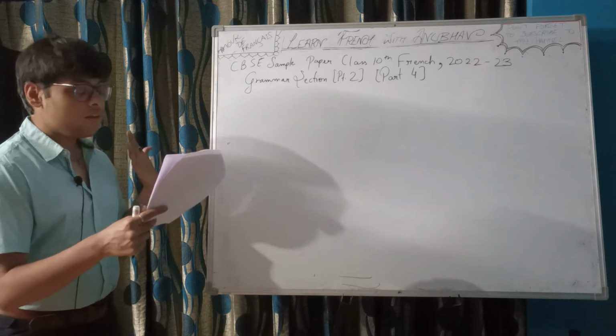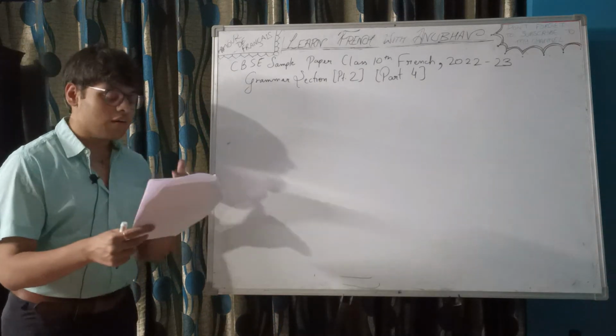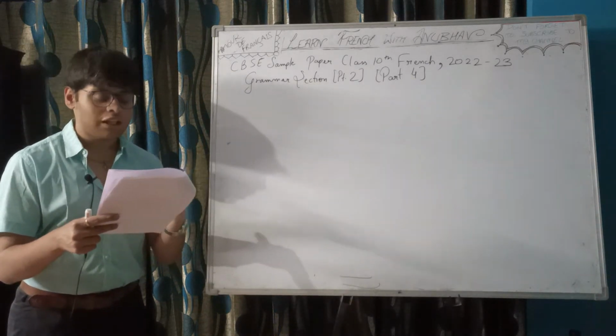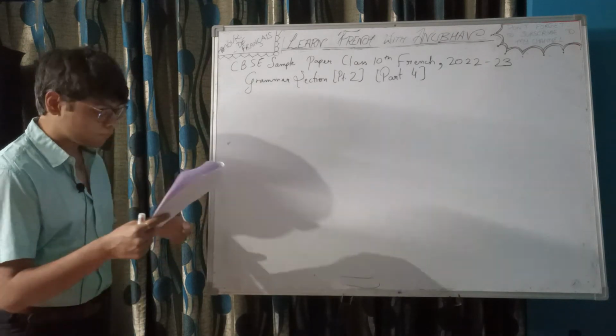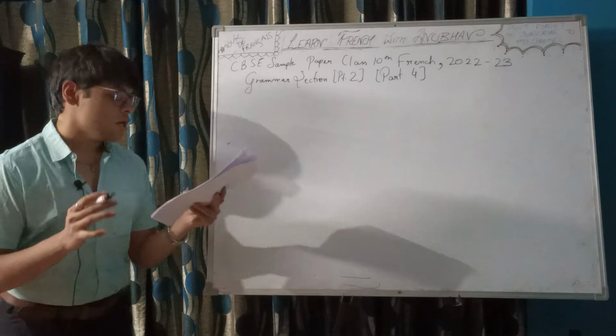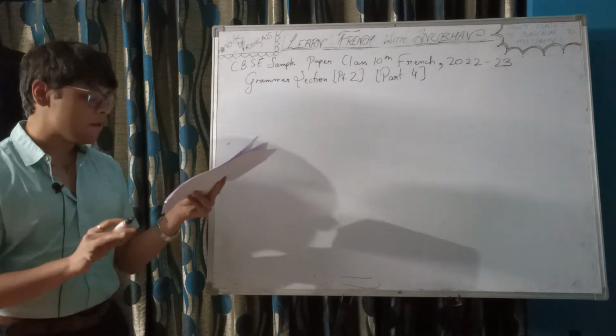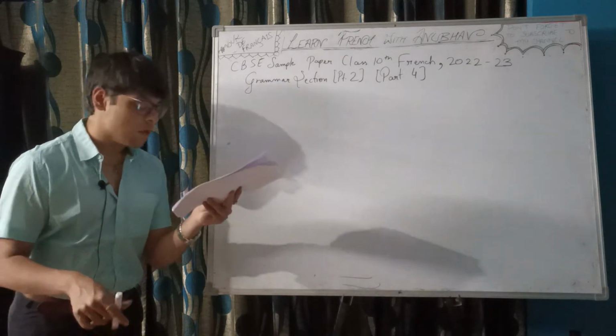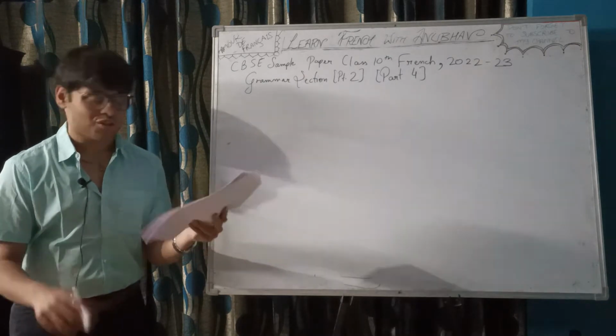In the first part of the grammar section, we covered till question number 6. We did both A and B. Now we are to discuss from question number 7. Question number 7, A part or B part, you have to do either of the two. We are going to discuss every question.